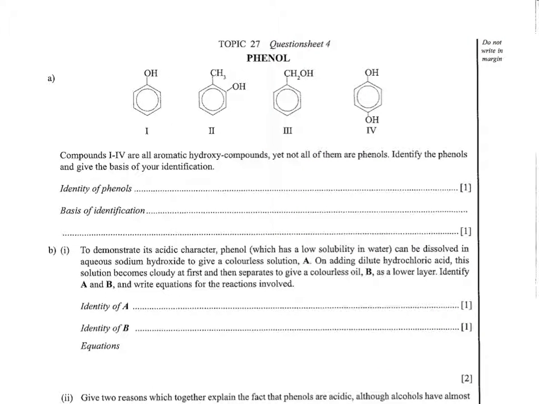So now let's have a look at an exam question of the type that you might find in your paper. Looking at the first part, it says compounds 1 to 4 are all aromatic hydroxy compounds. So what do we mean by an aromatic hydroxy compound? It basically means a benzene ring with an OH group involved somewhere. When I say somewhere, it can either be directly attached to the benzene ring and be a phenol like we've talked about before, or it could be directly attached to a substituent of the benzene ring and be an alcohol, an aromatic alcohol.